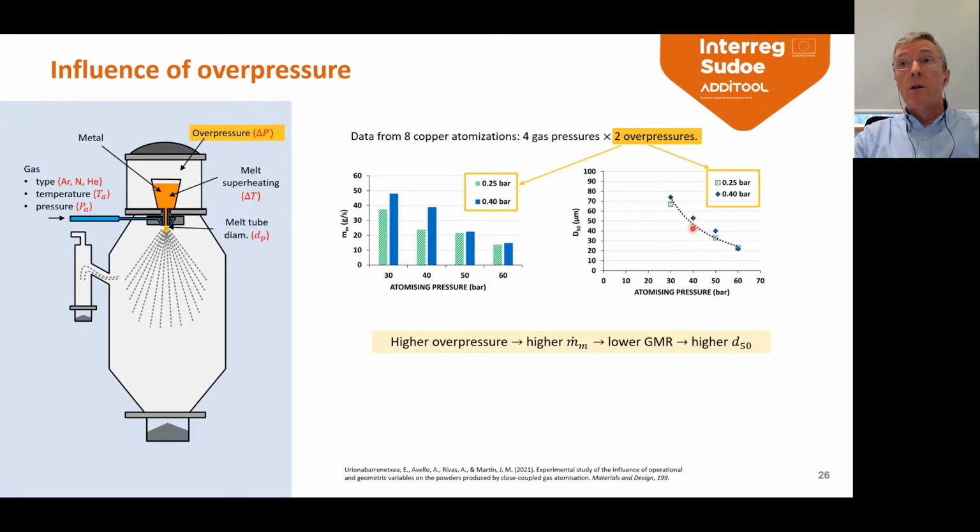Every pair of dots here corresponds to different overpressures, and higher overpressure is always over lower overpressure because of differences in GMR.